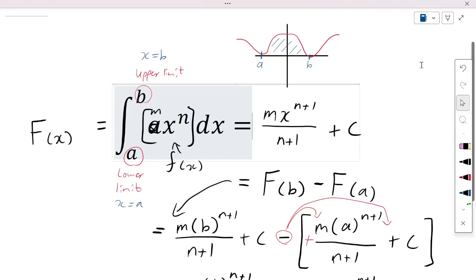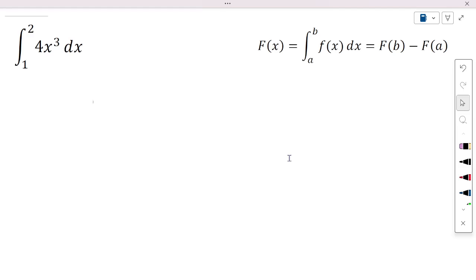That's basically what it's all about. Okay, so let's move on to examples to actually see how it works. What I've done over here, on this side, I've actually written it down again.